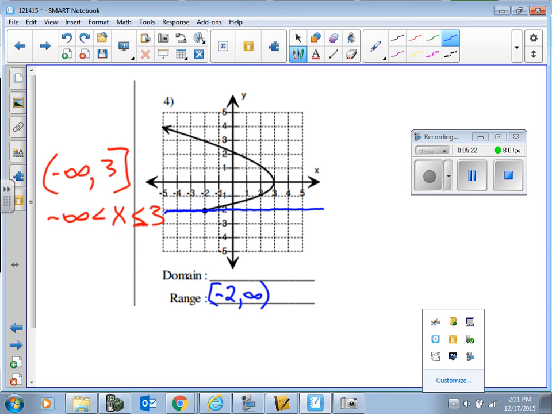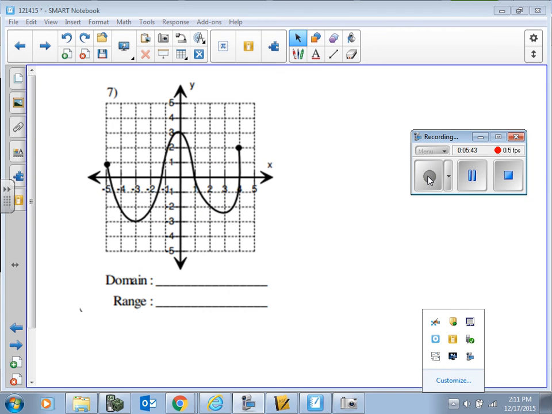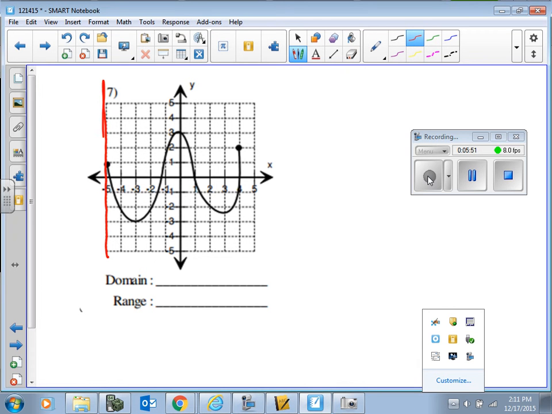Okay, right here we do not have arrows. So when you look at the domain, you're actually going from here, left to right, side to side, to here. All right, there are arrows indicating it's continuing on. So our domain is this, from -5 all the way up to 4. So we write that, and these are filled in circles, filled in dots, which means it includes.